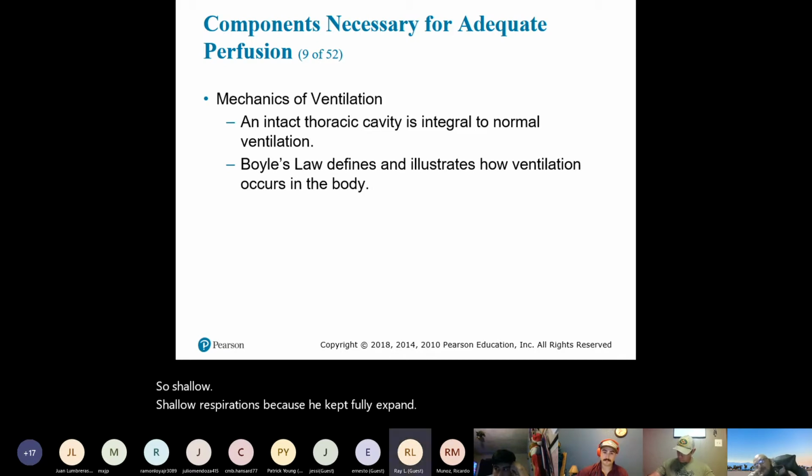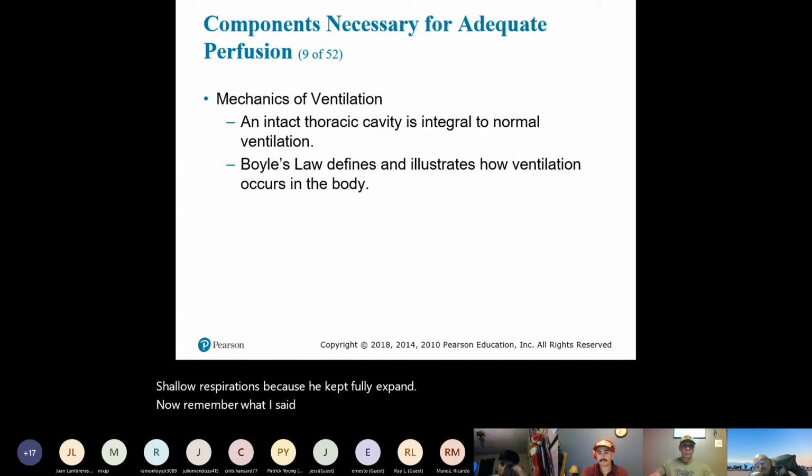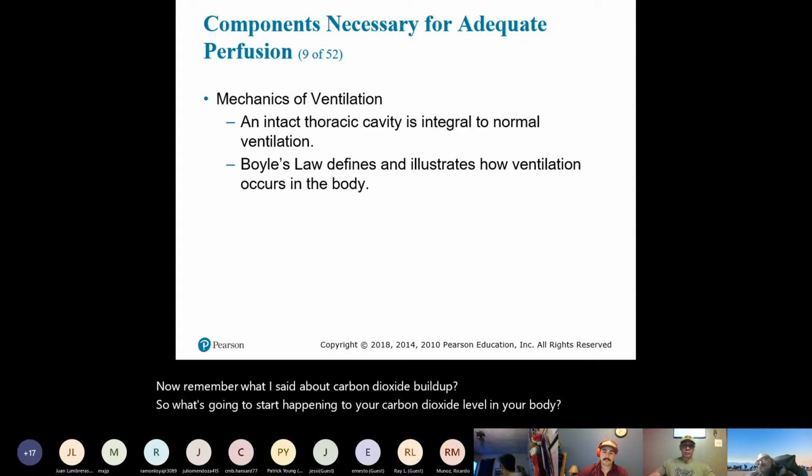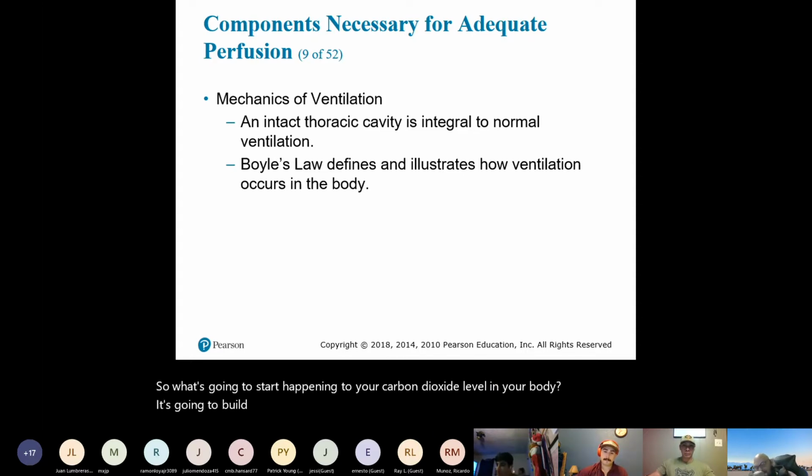Now, remember what I said about carbon dioxide buildup. So what's going to start happening to your carbon dioxide level in your body? It's going to build up, because I'm not getting enough oxygen in. Exactly.